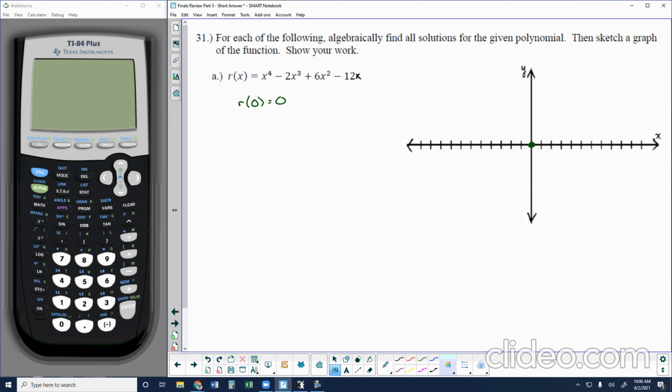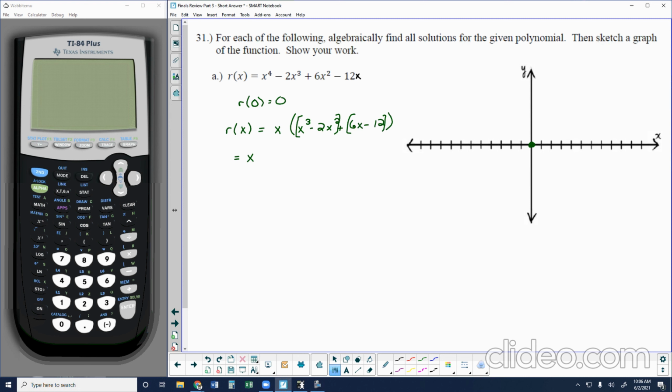Now, algebraically, if I want to find the solutions, I need to find where the y values are 0. And probably the easiest way to go about doing this is to factor r of x. So if I go ahead and factor r of x, I notice that it does have a GCF of x, which would leave me with x cubed minus 2x squared plus 6x minus 12. And then I can factor this a little further. If I look inside the parentheses here, I can group these and then work at factoring by grouping.